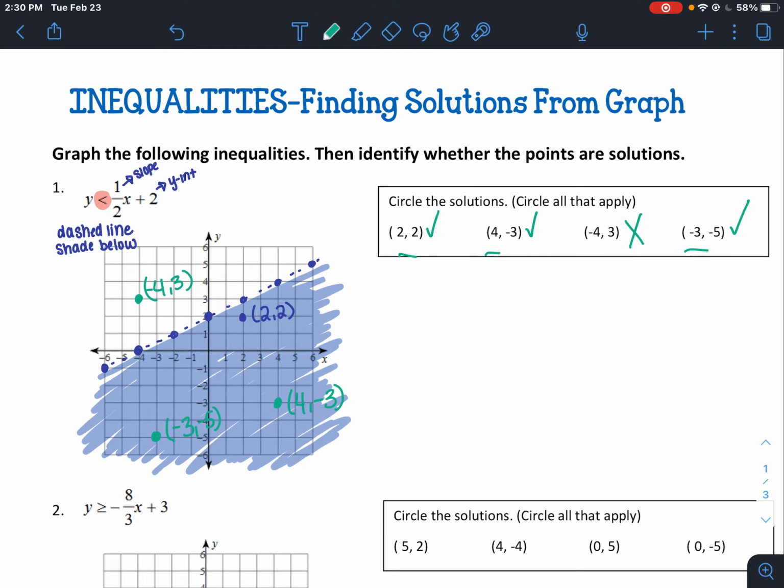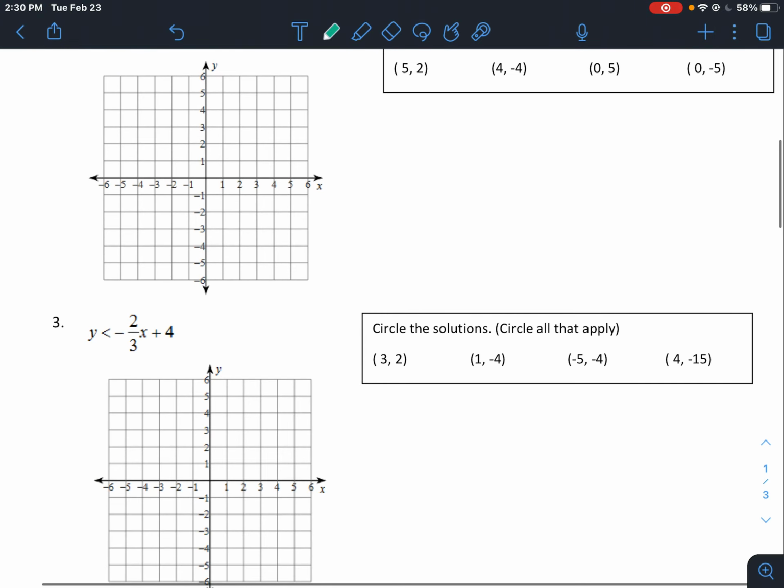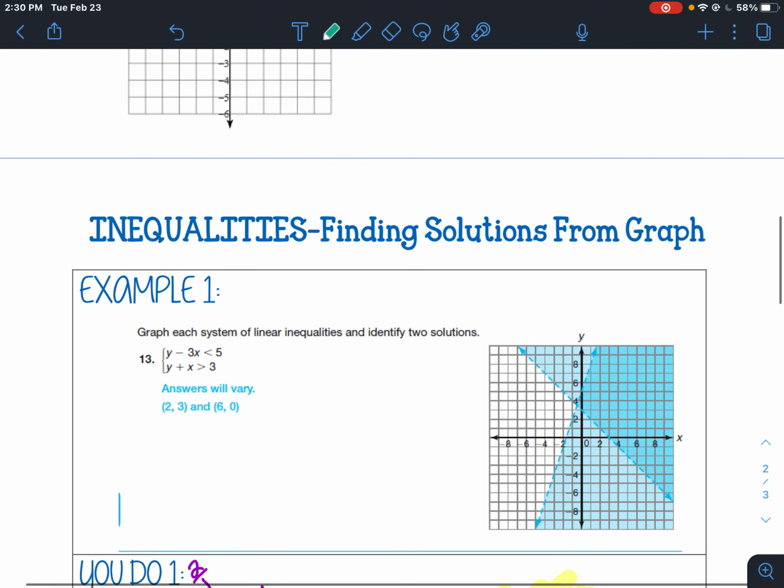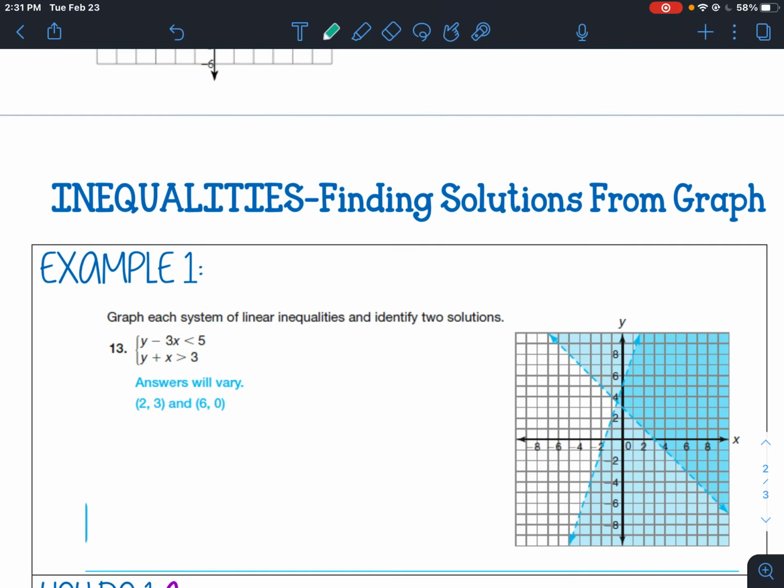So these three points are solutions. This one is not a solution, even though it said circle all that apply. Okay, don't circle that one. So solution, solution, solution. Go ahead and try the next two on your own. And then at the bottom, you'll be looking at a system of linear inequalities and identifying two possible solutions.